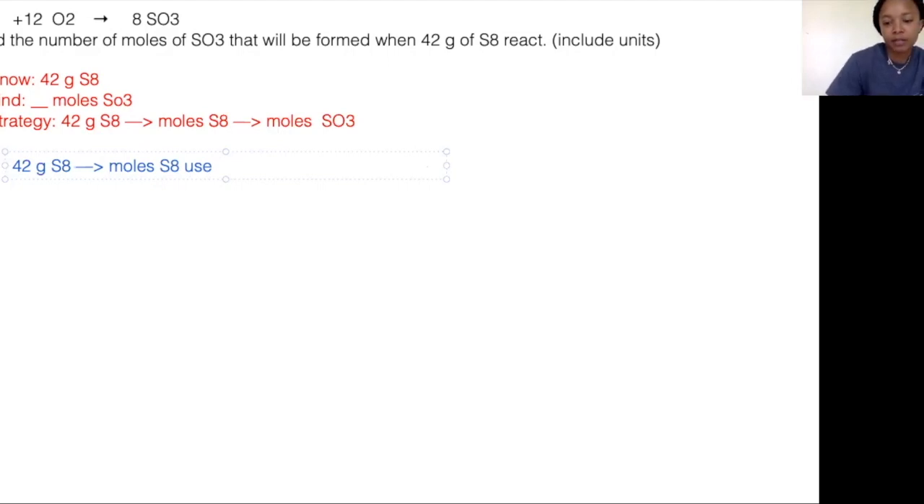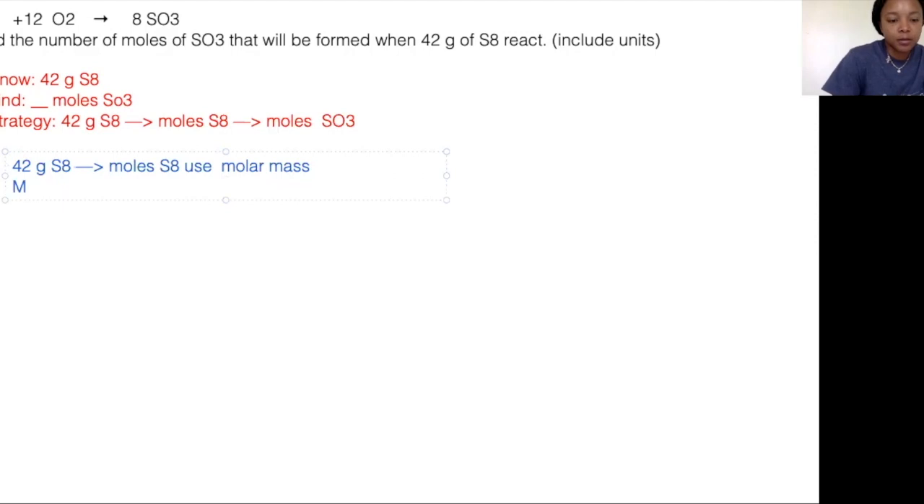Looking at the chart, go from orange mass to orange moles. What does the arrow say to use? Moles S8. What are we using to go from the mass to the moles? Mass to moles, you gotta use molar mass. Cool. So use molar mass.